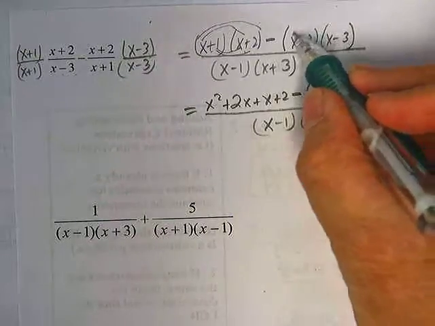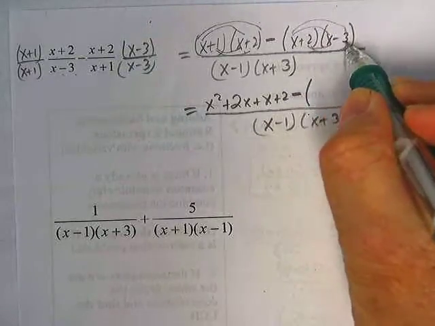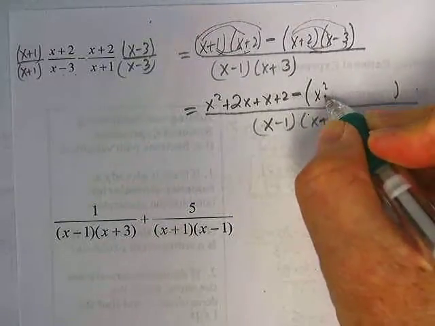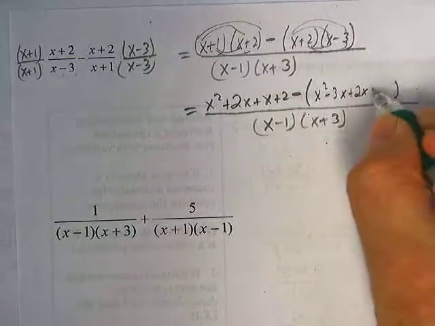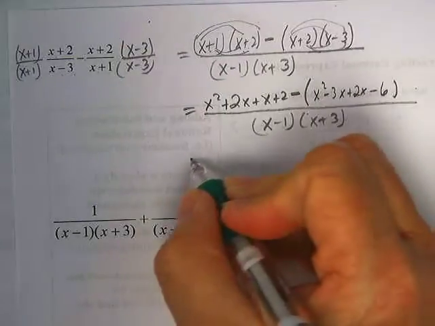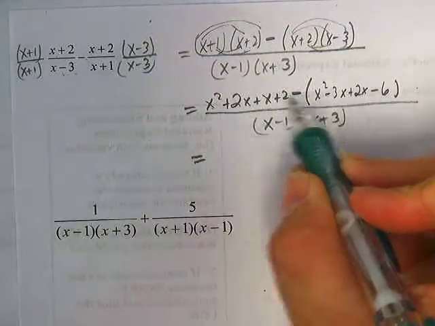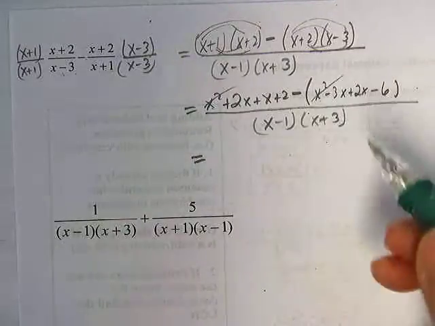So again, we're going to do FOIL: x times x, x times negative 3, 2 times x, and 2 times negative 3. So we get x squared minus 3x plus 2x minus 6. Okay, let's try and put all these pieces together. x squared minus x squared, well, that leaves nothing. That was easy.